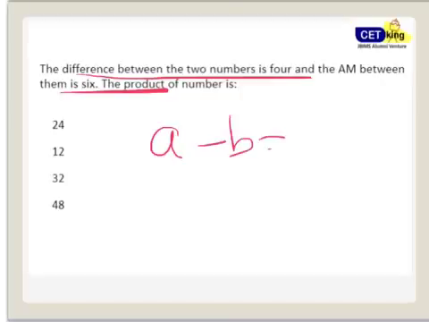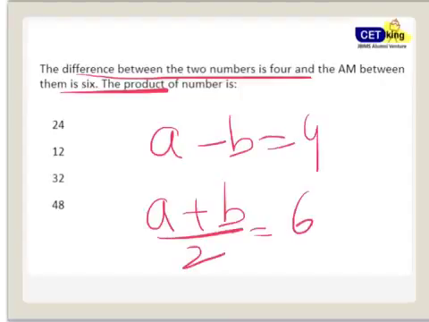Difference between numbers, so a minus b is 4. Arithmetic mean, a plus b. A plus b आ गया, a minus b आ गया. Solving two equations, I can get my answer. Fine. Answer कितना आएगा?